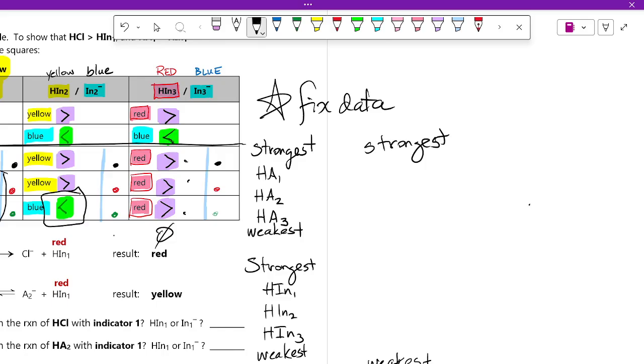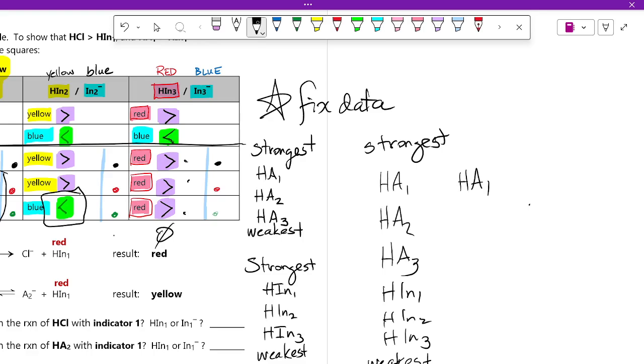So you have to decide, is it going to go HA1, HA2, HA3, HIN1, HIN2, HIN3, or is it going to do something like this where we go HA1, HIN1, HA3, HA2. Remember, don't write these down because they're all wrong, or they might be wrong.